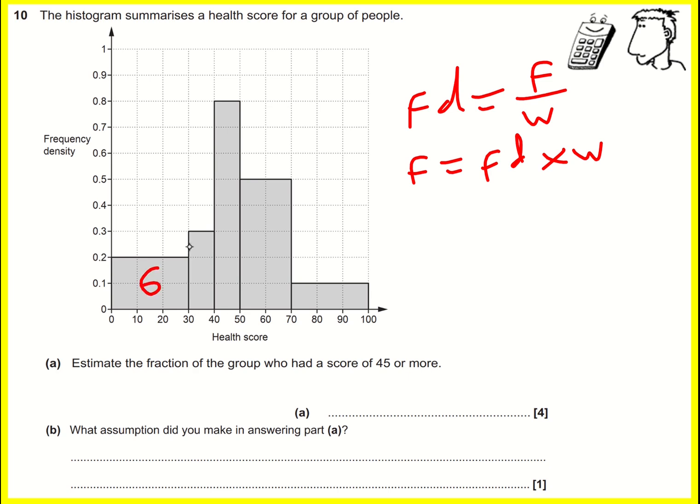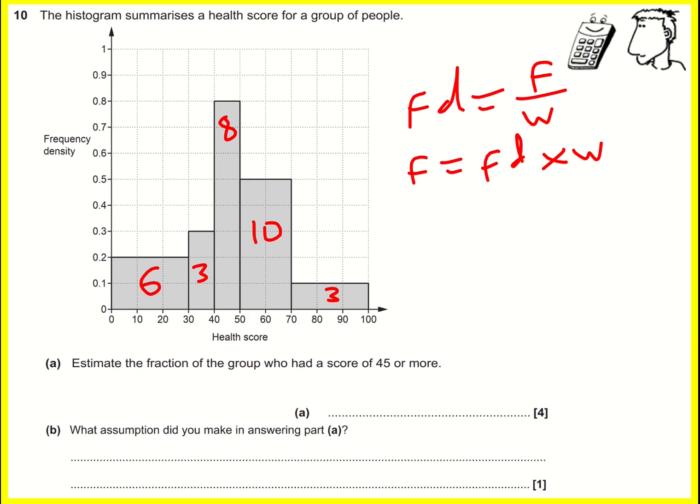Here I've got 10 times 0.3. That's going to be 3. Here I've got 10 times 0.8. That's going to be 8. Here I've got 20 times 0.5. That's the same as 2 times 5. That's going to be 10. Here I've got 30 times 0.1. That's the same as 3 times 1, or just 3.